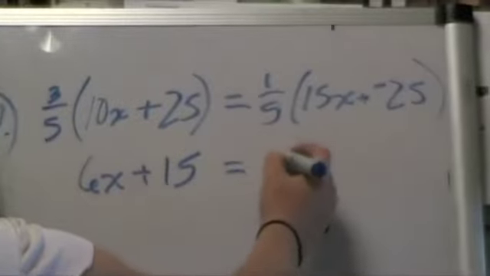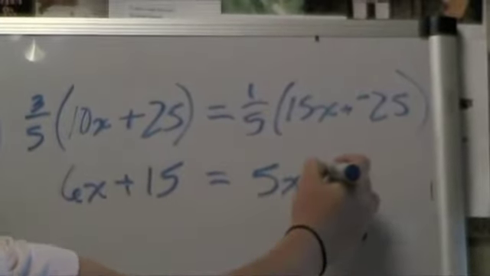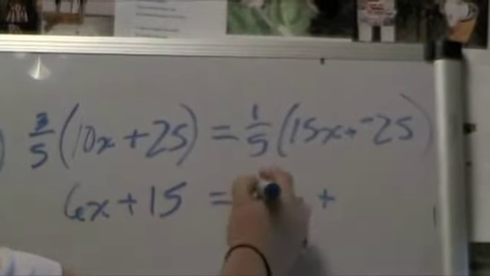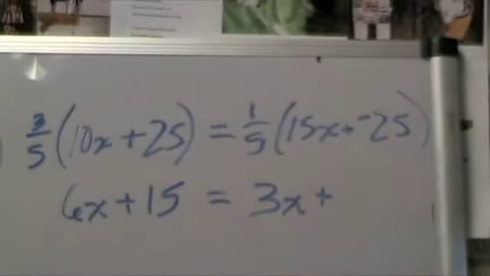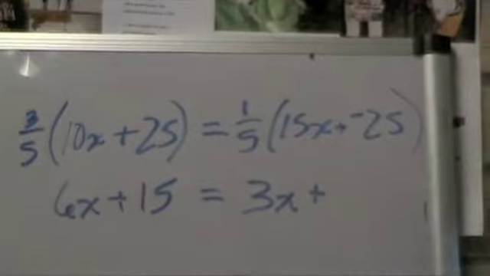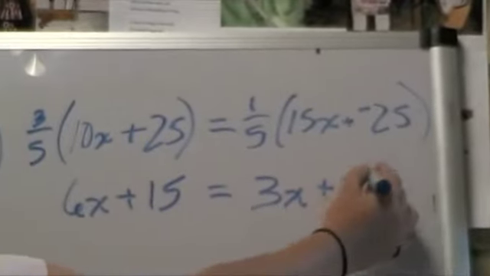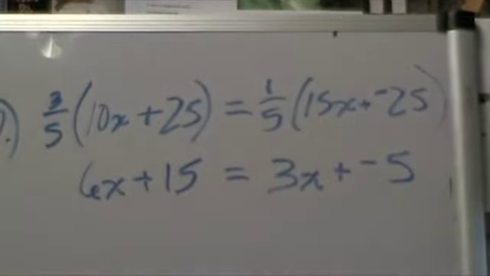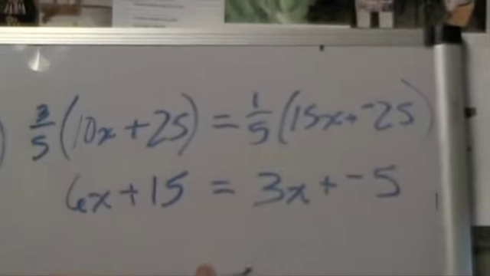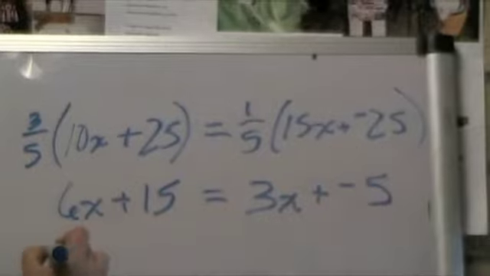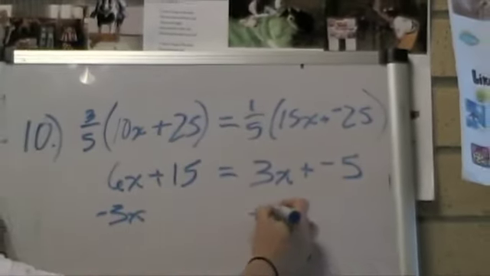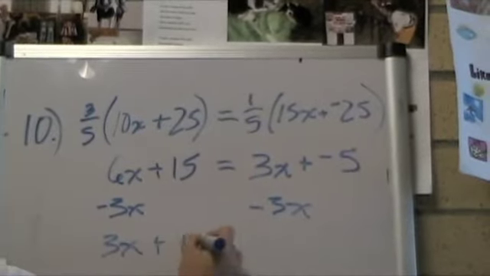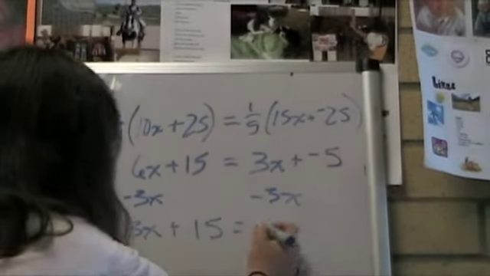15x, which is 3x, plus negative 1/5 of negative 25, which is negative 5. Okay, so now you're going to get rid of this 3x, so you take away 3x from each side. And you get 3x plus 15 equals negative 5.